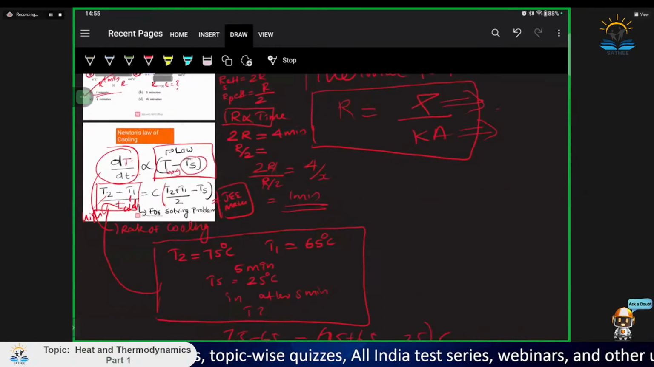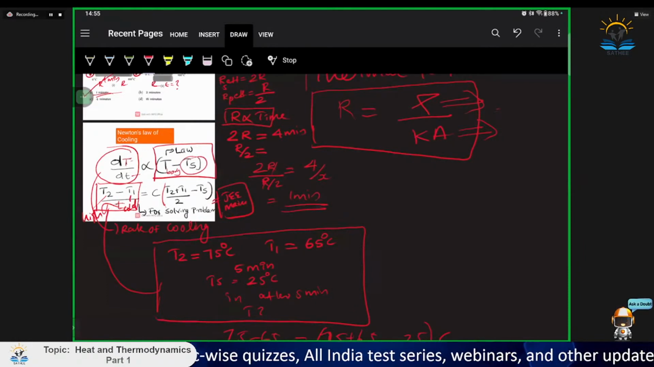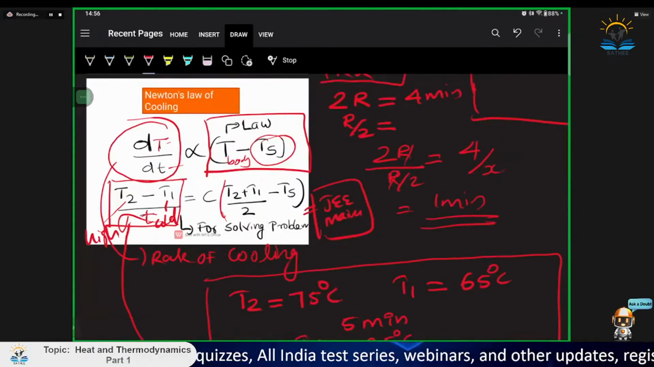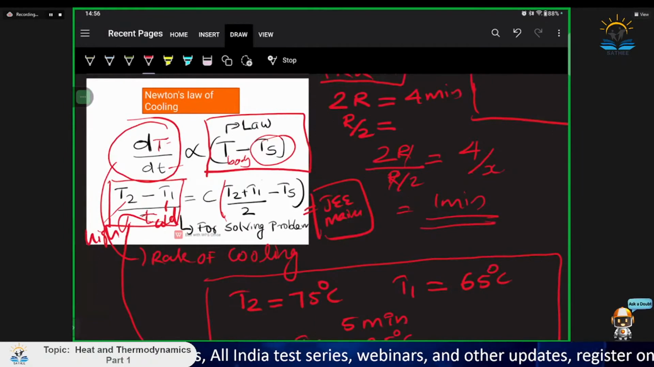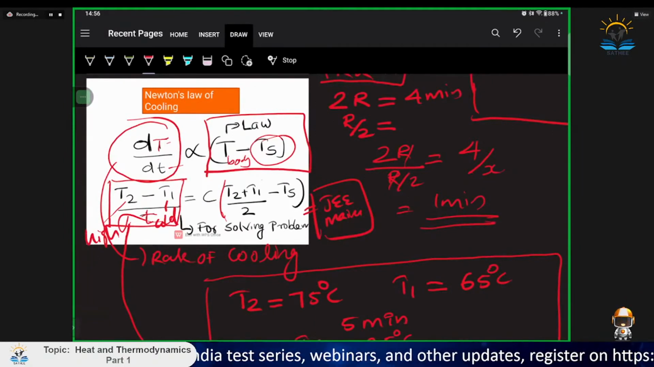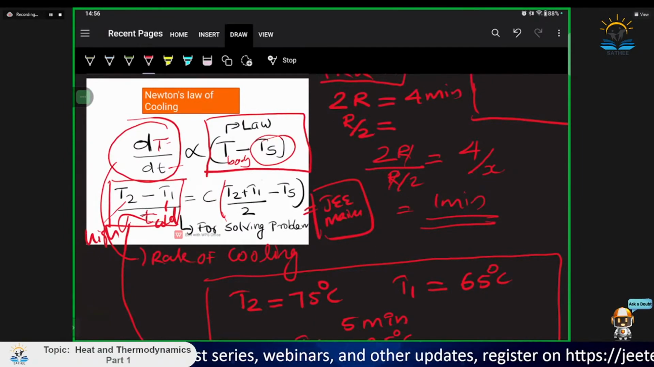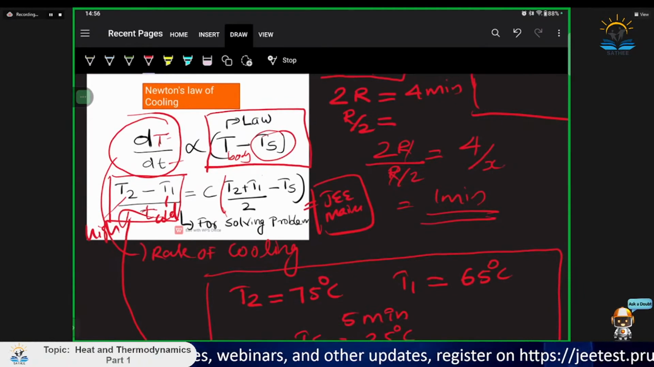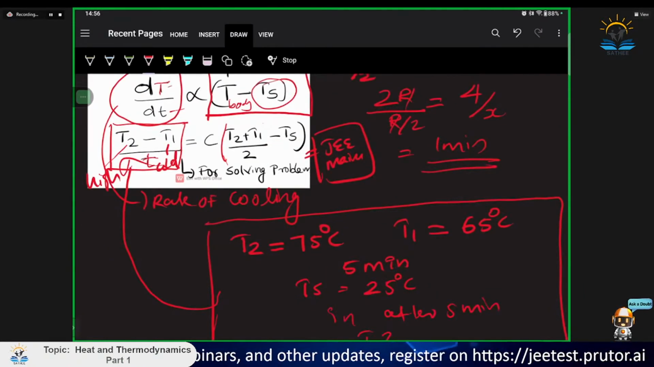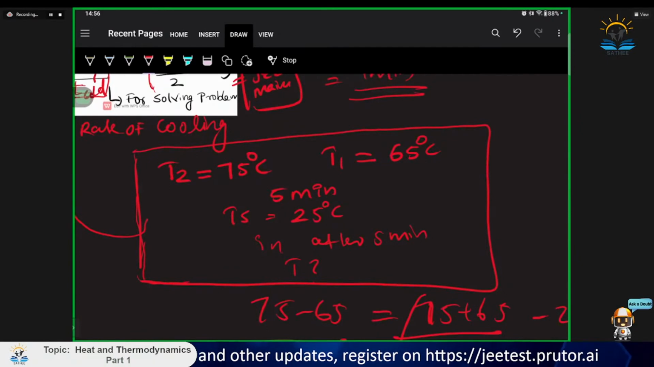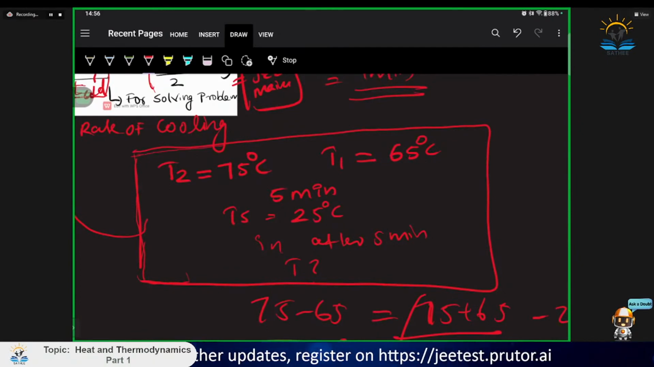And next is the most important topic, that is Newton's law of cooling. Newton's law of cooling states that the rate of cooling is proportional to the difference of temperature of the body and surrounding. And using the average formula we solve this question, and this is one of the most expected questions that we can expect from this part of rate of cooling, and we have solved it.